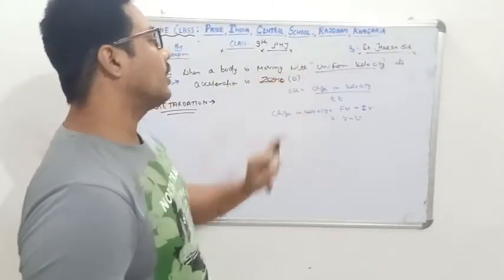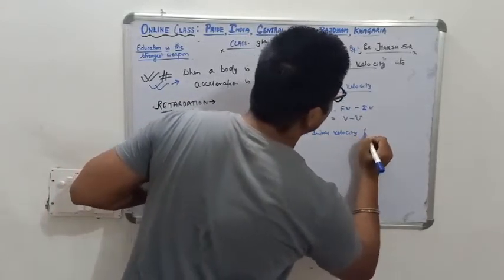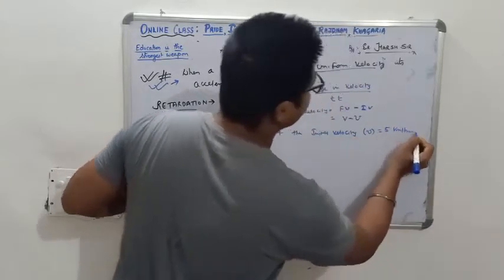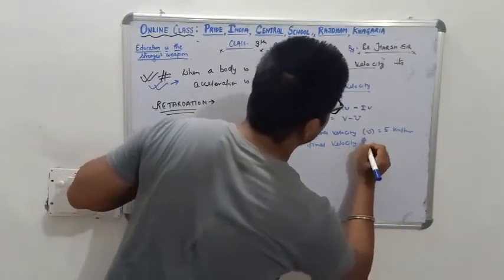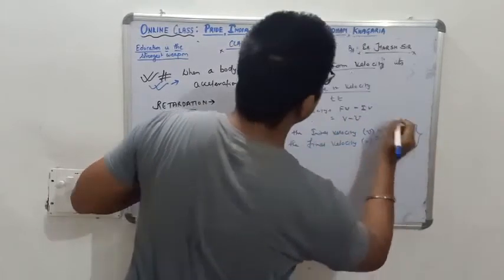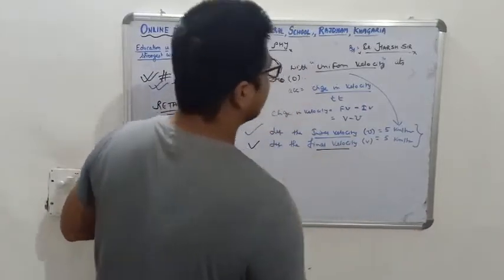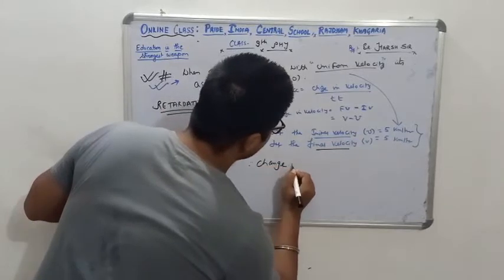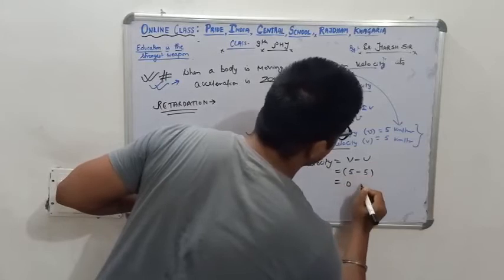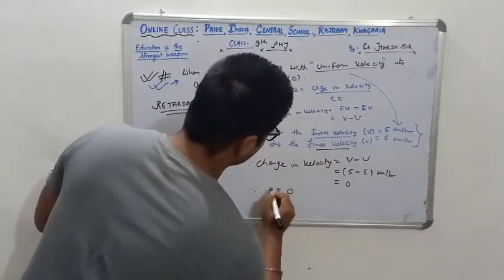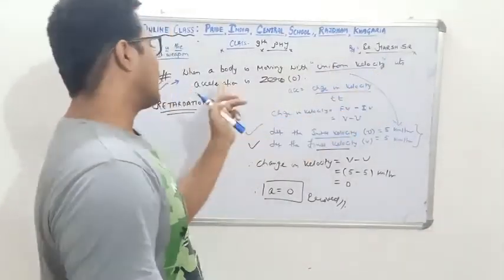So see what it is telling. When the body is moving with uniform velocity, let the initial velocity u be equal to say 5 kilometers per hour. Let the final velocity v also be equal to 5 kilometers per hour. Why? Because of uniform velocity. Therefore the change in velocity is v minus u, that is 5 minus 5, which is 0. It means that acceleration becomes 0. Got it? Therefore, when a body is moving with uniform velocity, its acceleration is said to be 0.